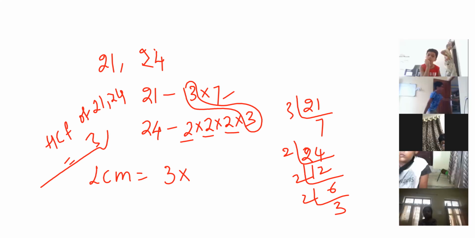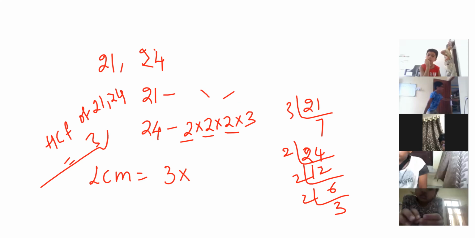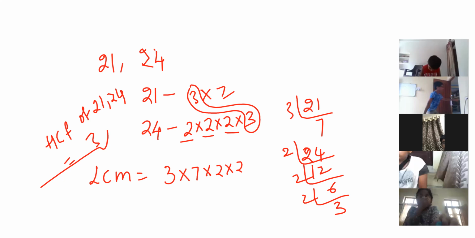Now, other than these 3, which is common here, what are the numbers we can see? Remaining numbers 7 and 2 into 2 into 2. These are the extra numbers we have other than the common factor. Now let us multiply all these.